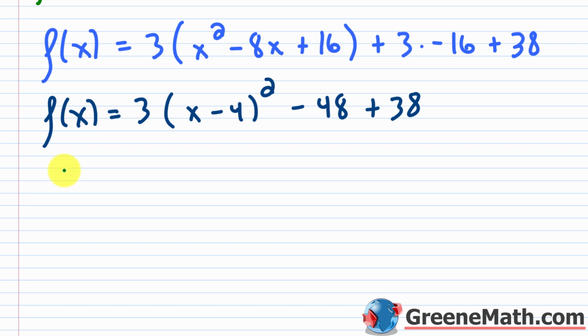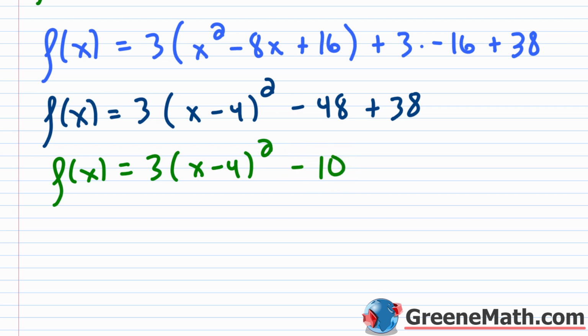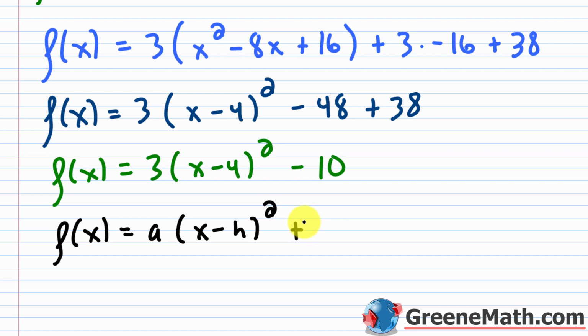To finish this up, you're going to do negative 48 plus 38, that's going to be negative 10. So let's say that we have f of x is equal to 3 times the quantity x minus 4 squared, and then minus 10. So if we match this up with the form that we talked about earlier, the f of x is equal to a times the quantity x minus h squared, and then plus k.